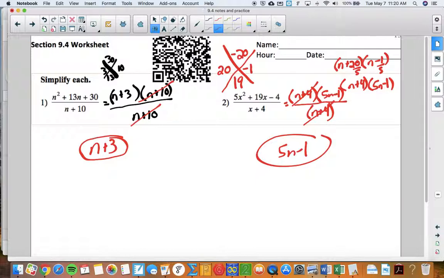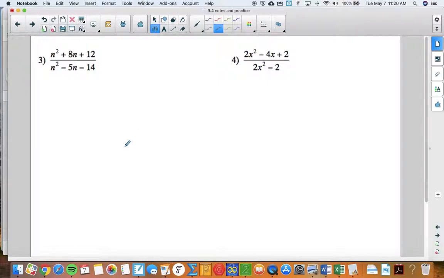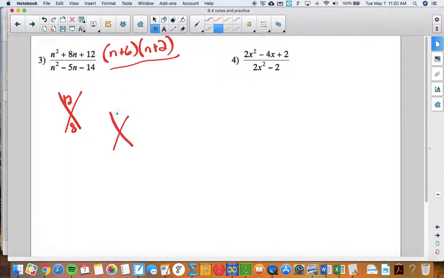Alrighty, rolling along. Number 3. These are the easy diamond problems, so numbers that multiply to 12 and add to 8. 6 and 2, right? So n plus 6 times n plus 2 divided by numbers that multiply to negative 14 and add to negative 5. So it's a negative 14. So that means one number needs to be positive, one number needs to be negative. Let's do negative 7 and positive 2.